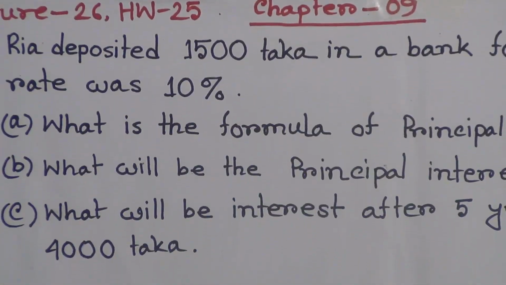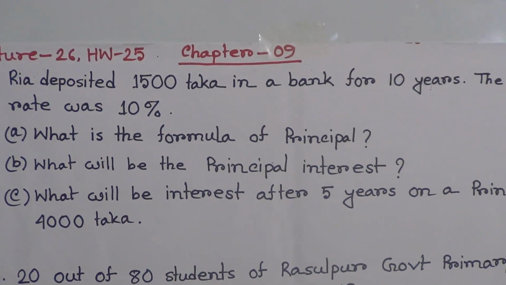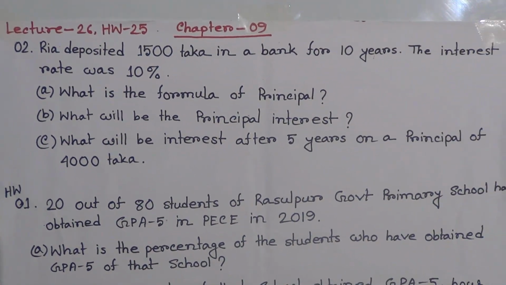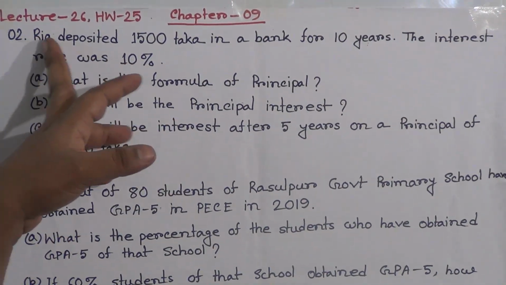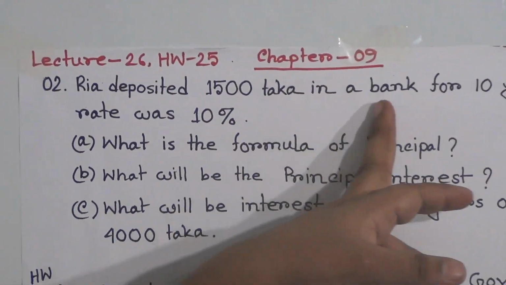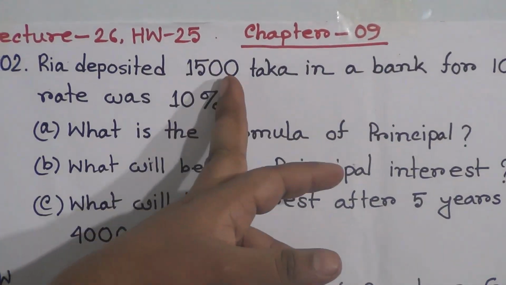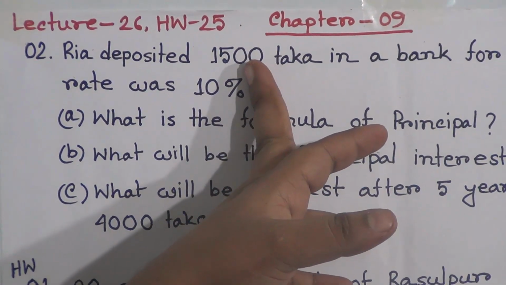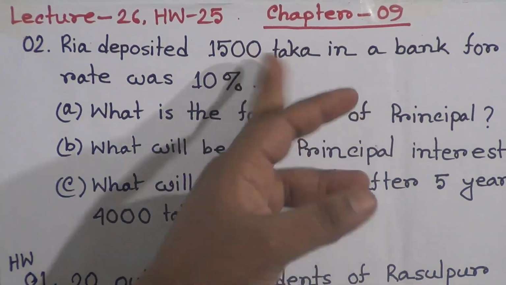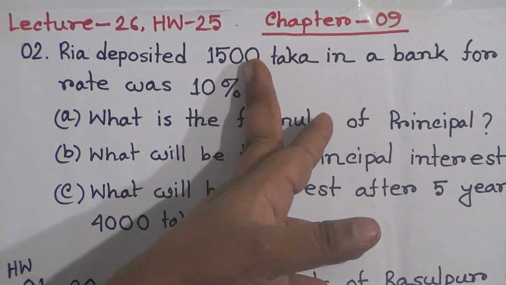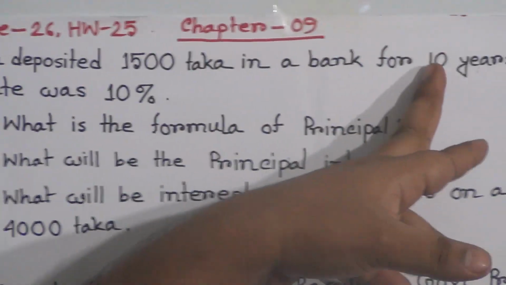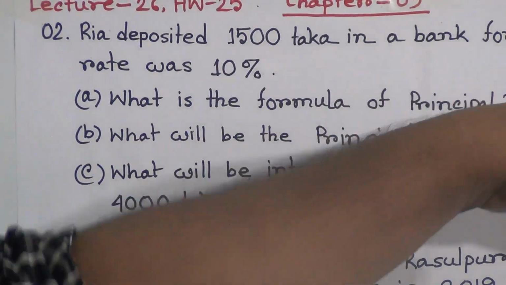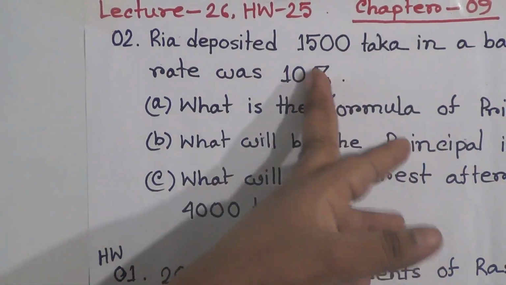My dear students, before starting to solve this math, at first we make a plan how to solve it. From this information you notice that Ria deposited 1500 taka in a bank. That means this 1500 taka is the principal. We know that money that is borrowed or invested in a bank is called principal. For this reason 1500 is the principal, and 10 years is the required time.